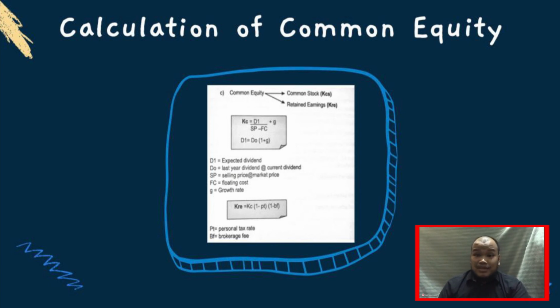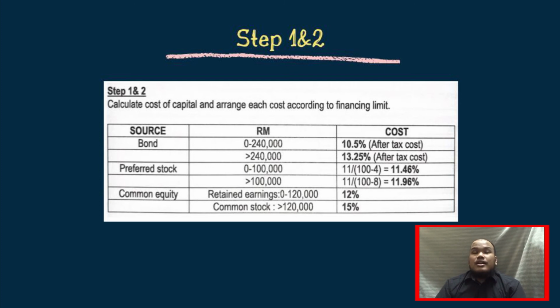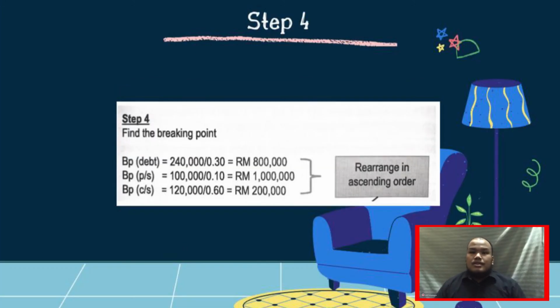Let's look at an example question, shall we? Here is the example question. Step 1 and 2, calculate cost of capital and arrange each cost according to financing limit. Step 3, find the book value weight of each source of financing. Step 4, find the breaking point. That is, BP of each source equals the cut-off point of each source divided by the weight of each source.